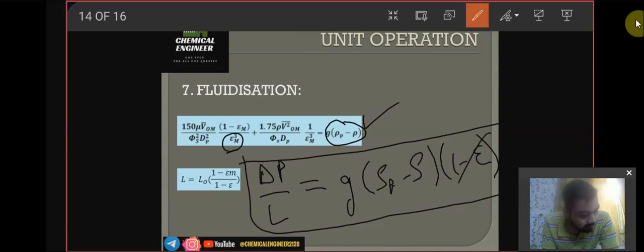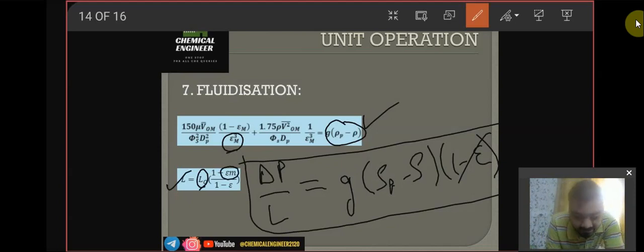Similarly, for the length of the fluidization required, we use this formula: L equal to L naught into (1 minus epsilon at epsilon m) divided by (1 minus epsilon), where L naught and epsilon m are the critical values. So these are the minimum values required for fluidization: that length is L naught, and the minimum porosity at which fluidization starts is epsilon m.